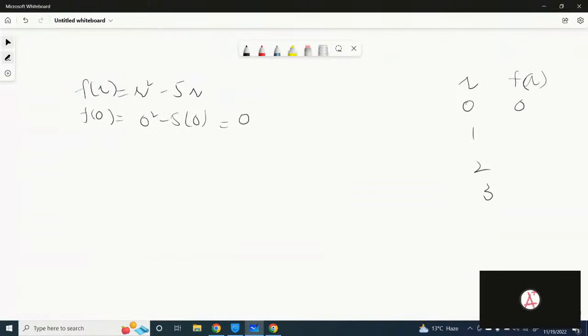Got it? Now let's replace it with 1. It would be 1 square minus 5 times 1. 1 square is 1, and 5 times 1 is 5. 1 minus 5 is negative 4. Got it? It would be negative 4. Then you have f of 2: 2 square minus 5 times 2.